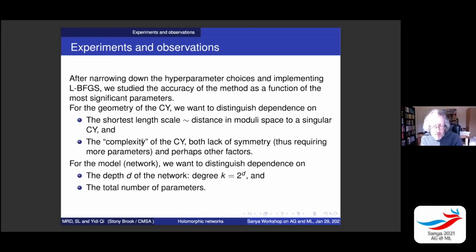And so we varied both of those parameters of the Calabi-Yau. And then you can ask a question like, well, does the accuracy depend more on the depth of the network, and so the degree of the Kähler potential representing, or perhaps it depends more on the actual total number of parameters of your model? And of course, these are not independent variables, but you can try to separate these.